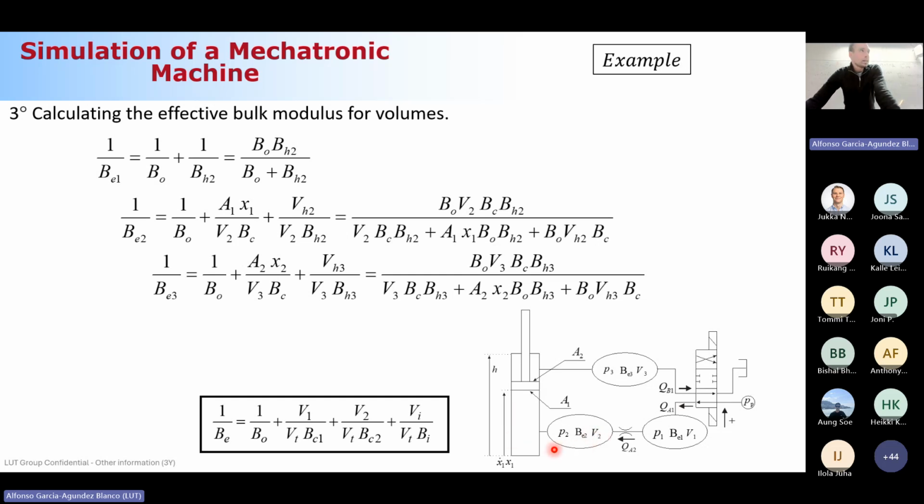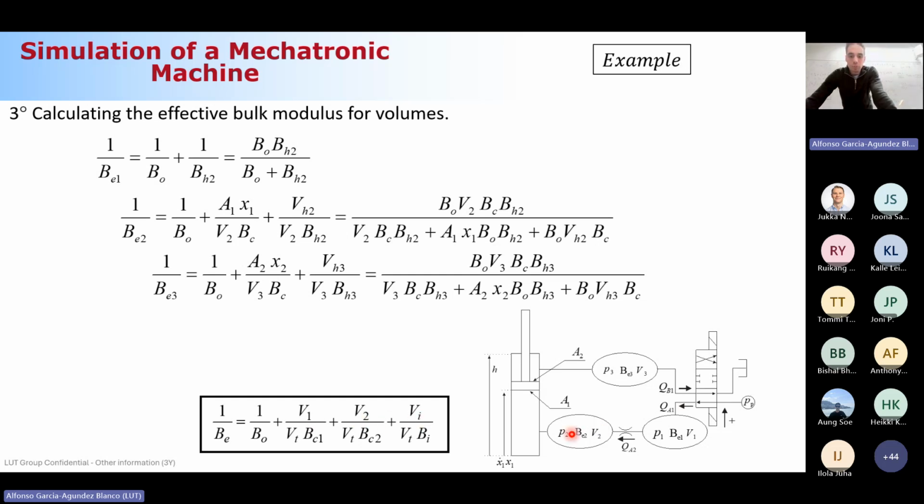Sources of flexibility in this control volume. First one, the oil. Remember the equation in a control volume for the bulk modulus was this one: 1 over the effective bulk modulus is equal to 1 over BO. BO is the bulk modulus of the oil, the fluid that you have. And then you have to include the contribution of all the other sources that you have.